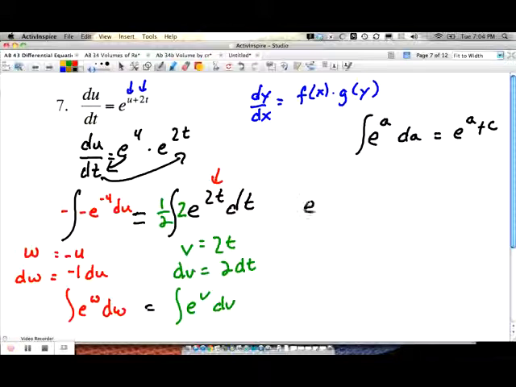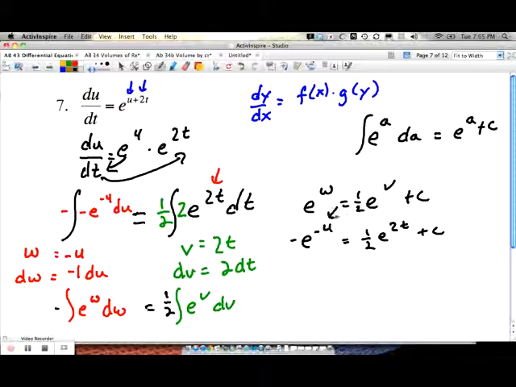Well, it's going to wind up being e to the w equals e to the v plus c. Let's rewrite those in terms of w and in terms of u and t. That means e to the -u. Oh, this is a negative out here, by the way, because that's a negative, and we got a 1/2 on this part. So we should have a 1/2 here. Equals 1/2 e to the v, which was 2t, plus c.